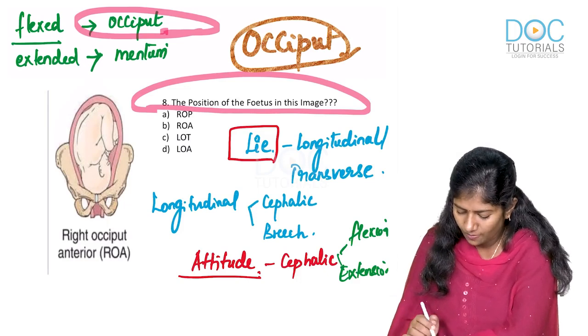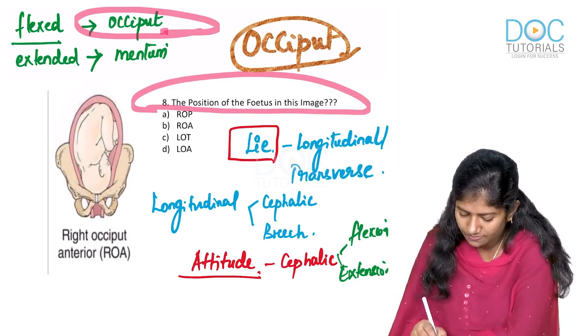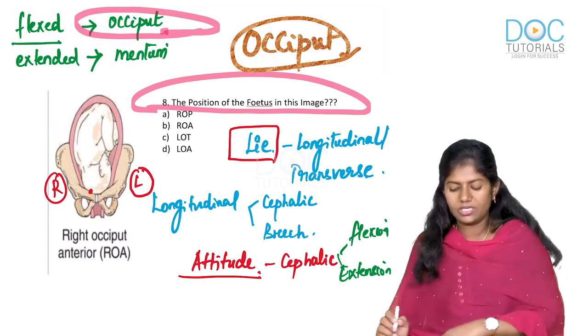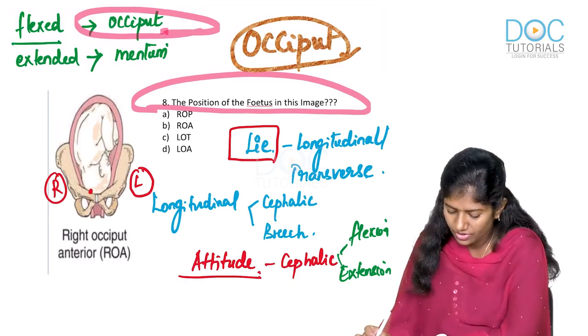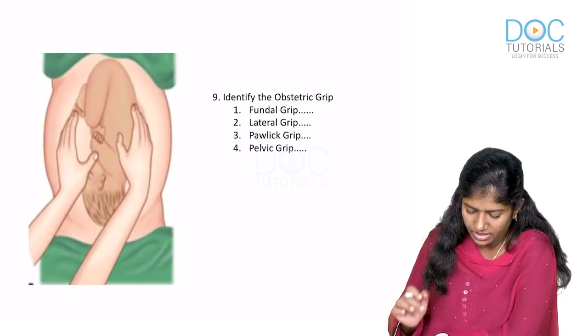What is it here? Here it is right. This is left. And you can nicely see the occiput in the anterior quadrant. This is right occipito-anterior.